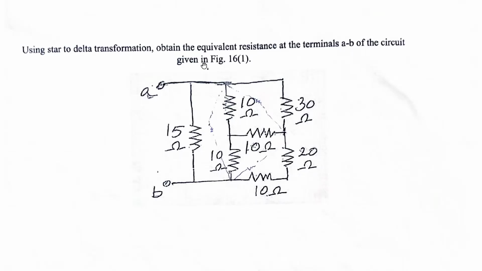So if this circuit is there, this part is the star part, because of this 10 ohms, this 10 ohms and 10 ohms. If you redraw the circuit, then this is the star part, and you need to convert this star part to the delta part, redraw this circuit accordingly, and calculate the equivalent resistance. Let's solve this problem.